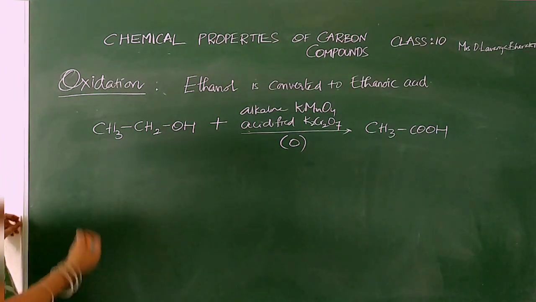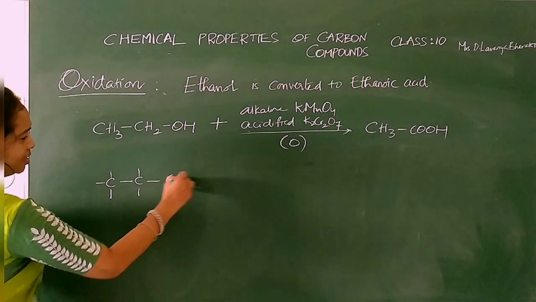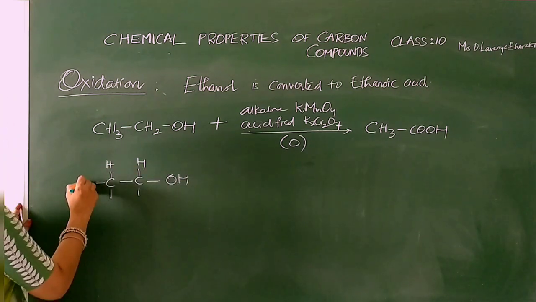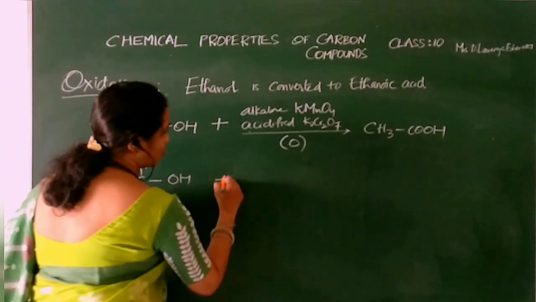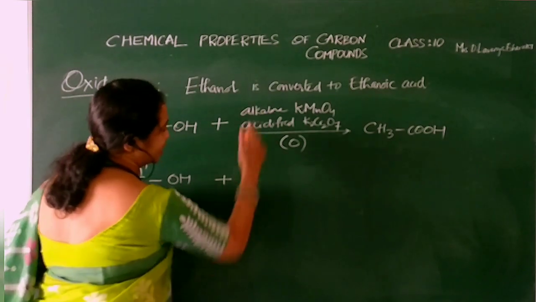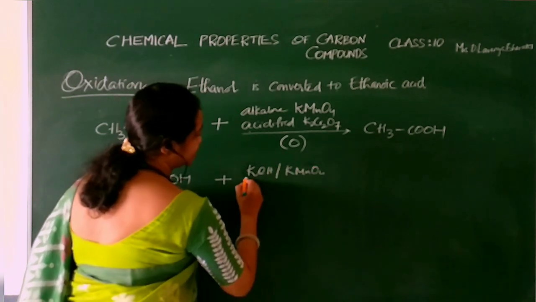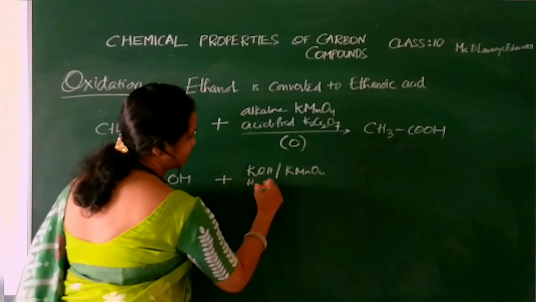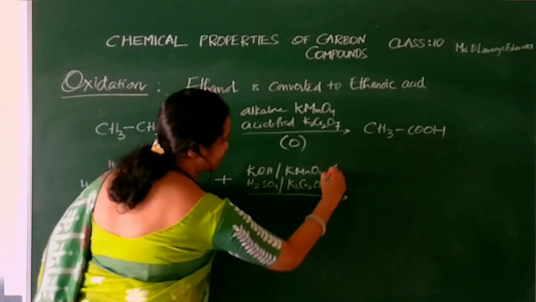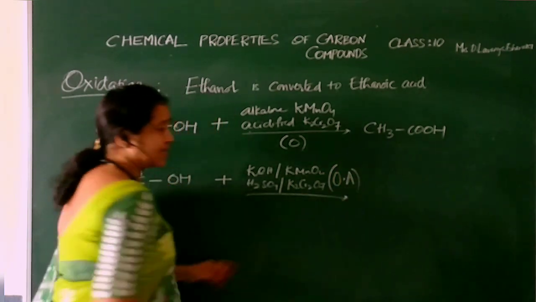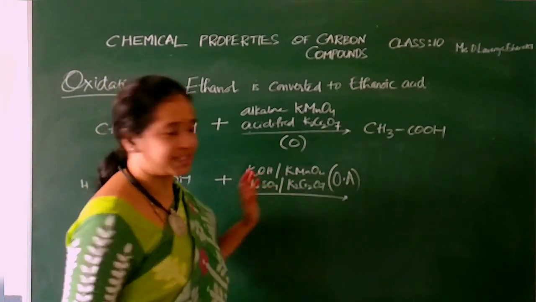I am writing the bonding structure. You can easily understand how the reaction takes place. Here you can see all these are hydrogens. In alcohol, you see a functional group OH. Now what is happening when these are treated with alkaline, in the sense KOH, KMnO4? It can be written like this, or you can also take H2SO4 and K2Cr2O7. These are oxidizing agents. The substances which are giving oxygens are called oxidizing agents.